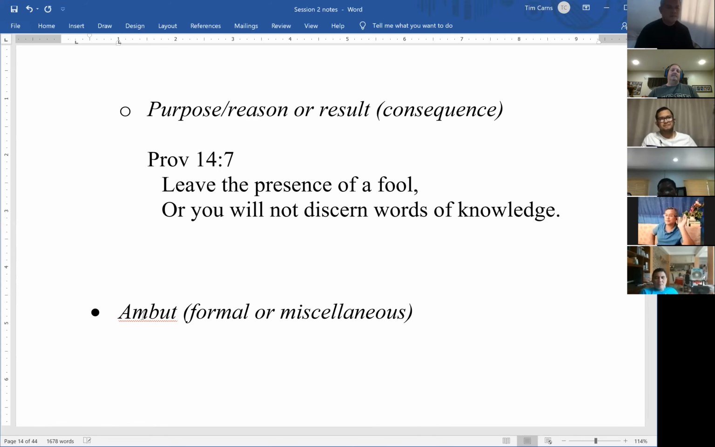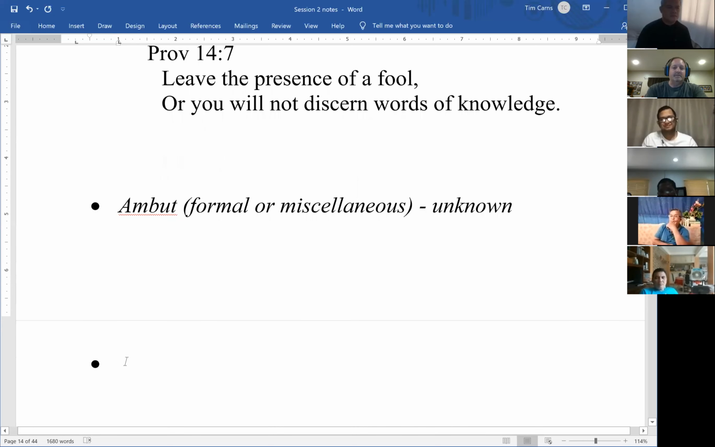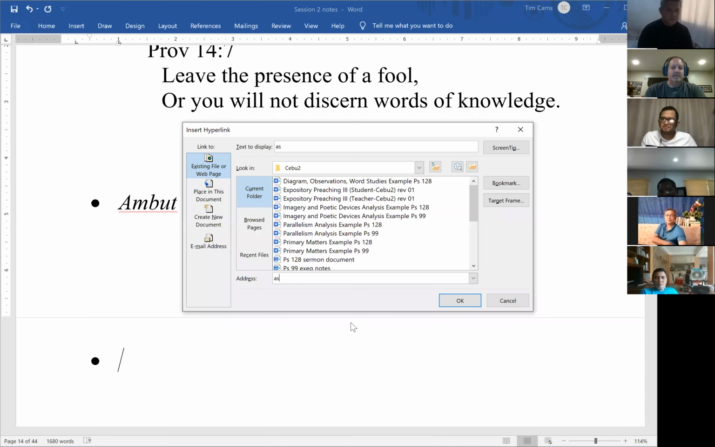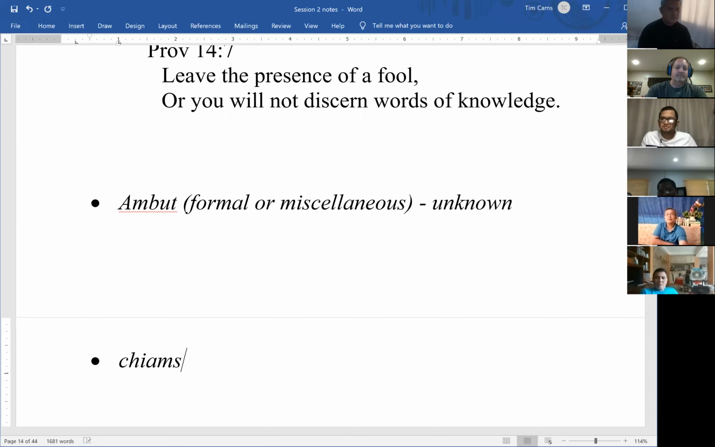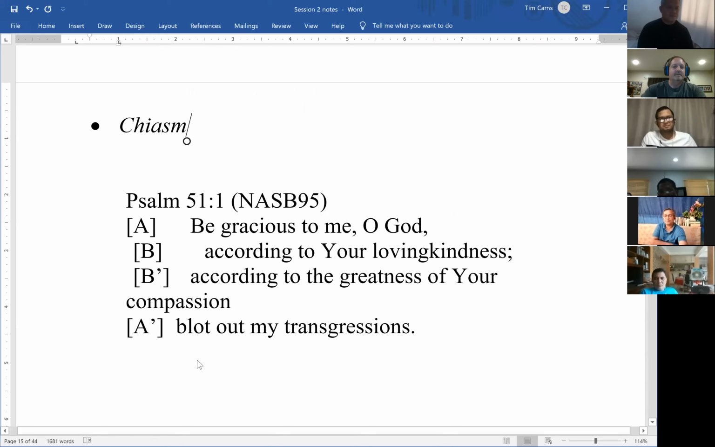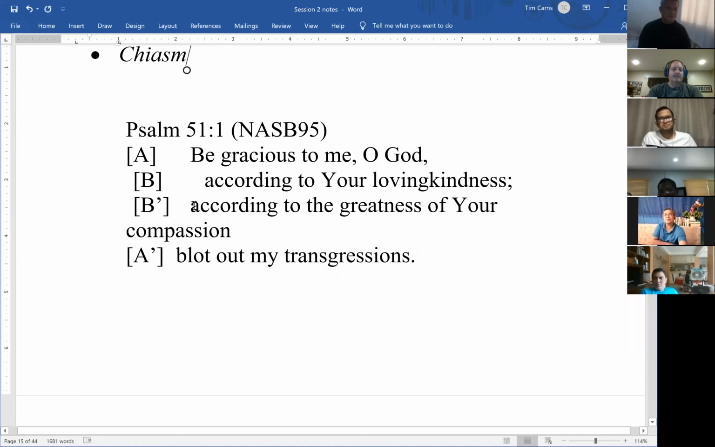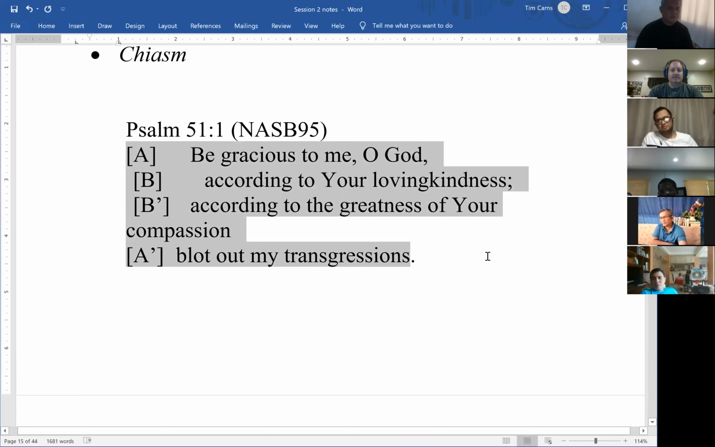I don't even bother. I just say "unknown." Okay. And then last but not least, there's a type called chiasm. And chiasms are usually synonymous, sometimes contrastive. Here's a very well-known example where we can see the second line. Let me shrink this down a little bit.